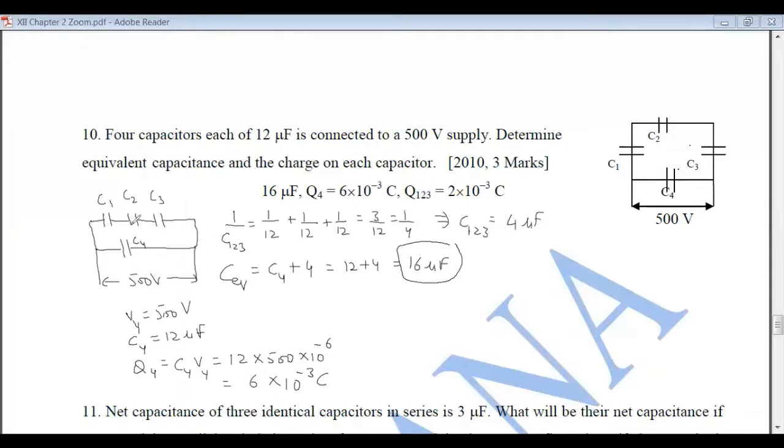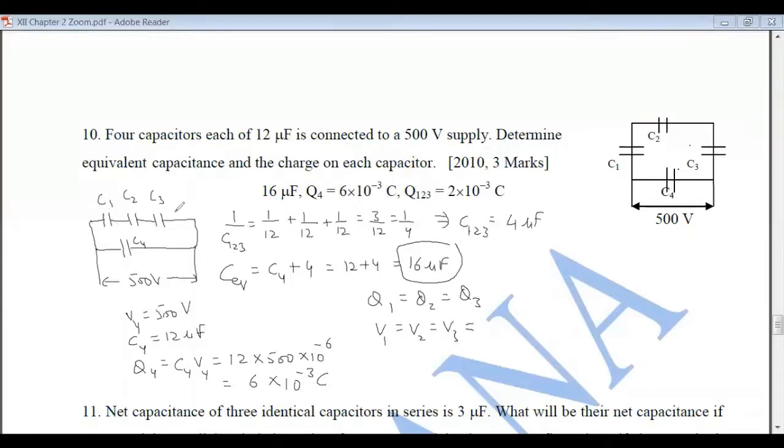Now let's find out the charge on C1, C2, C3. As these three are in series, the charges Q1, Q2 and Q3 will be the same. Why? Because they are connected in series. Now what will be V? V1, V2, V3, all three will be equal because the capacitances are equal. Each one is of 12 microfarad.